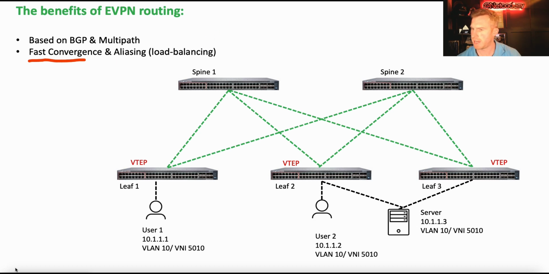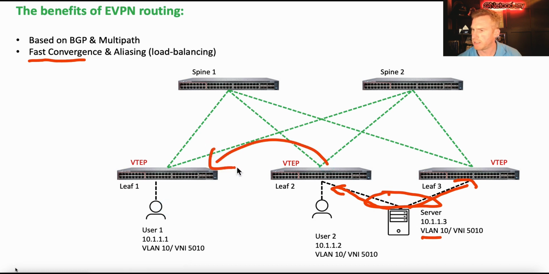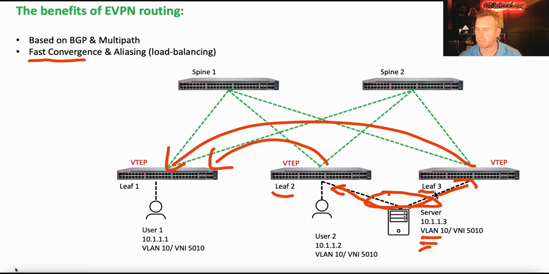Now let's take it back to this server here. As we said on the last benefit, this is dual homed. It has a connection up to leaf 2 and a connection up to leaf 3. This would build a link aggregation group where leaf 2 would advertise over to leaf 1, and leaf 3 would advertise over to leaf 1 as well via the spines, so that to get to this server, you could do so via these leaves.